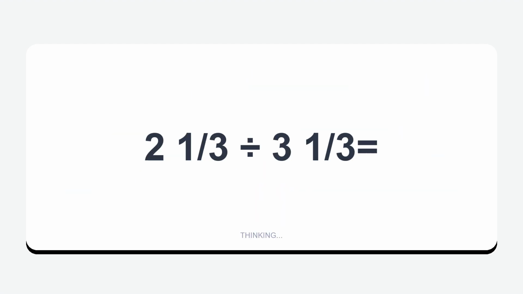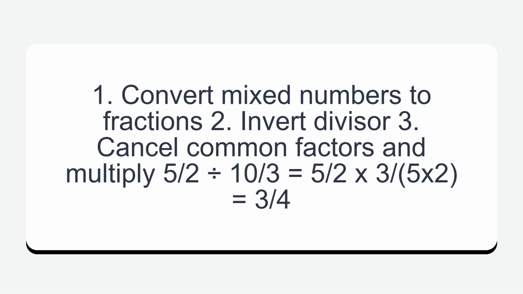2 and 1/3 divided by 3 and 1/3 equals. 1. Convert mixed numbers to fractions. 2. Invert the divisor. 3. Cancel common factors and multiply. 7/3 divided by 10/3 equals 7/3 x 3/10 equals 7/10.